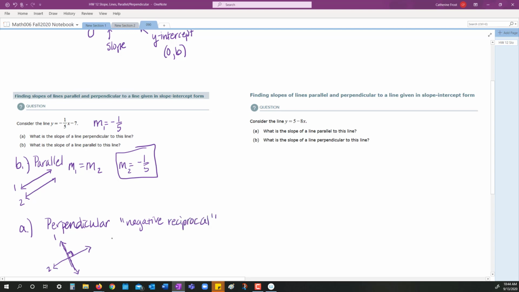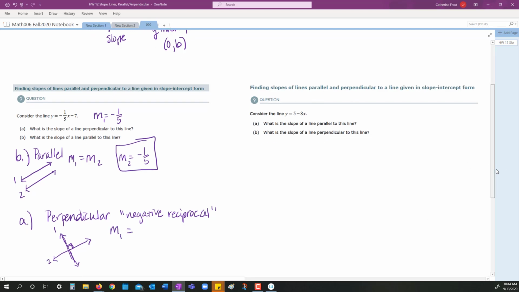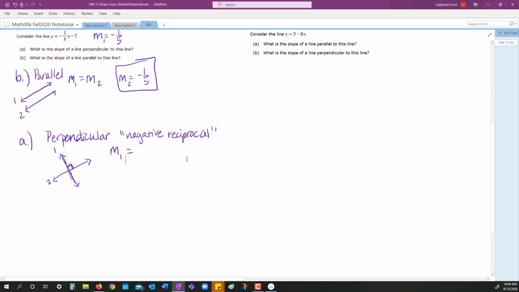So if you have your m1 and your m2, one is the opposite sign and reciprocal of the other, so m1 = -1/m2, or vice versa, it doesn't matter. So for example, up here, since we're starting with -1/5, if we change the sign and flip -1/5, we would have a positive 5/1, or of course just 5, is how we would type that in.